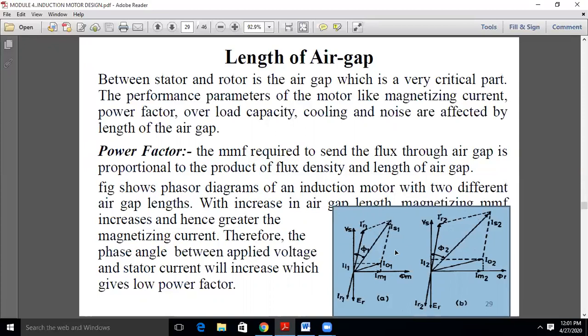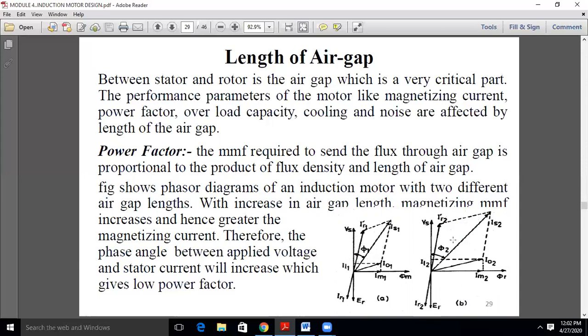So in this case, what is happening? If I increase the air gap, then what happens? Whatever the MMF is there also increases, and hence the magnetizing current also increases. But let us assume whatever the core loss component is there is constant. Even in practical cases, it also increases, but this is assumed to be constant. Again, if I take the no load current component, it is the algebraic sum of I naught and this one.